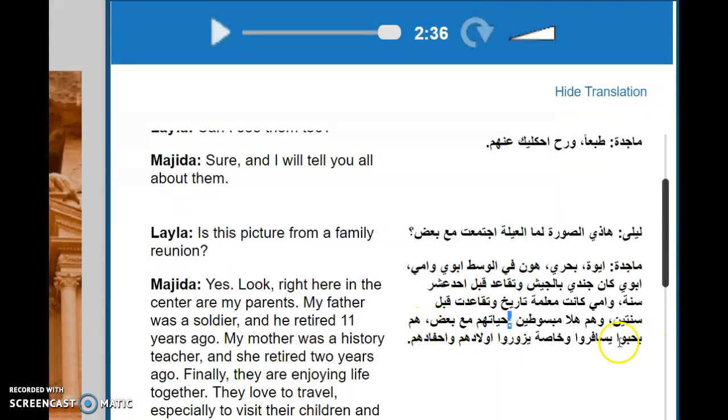بحبوا, they like to travel, form 3 verb, to travel, and especially, خاصة, they especially like to visit their children and their grandchildren.